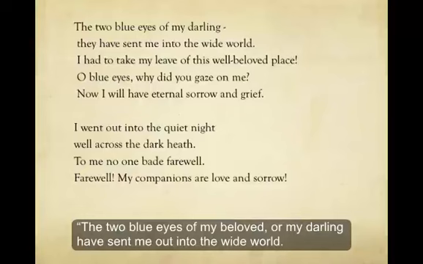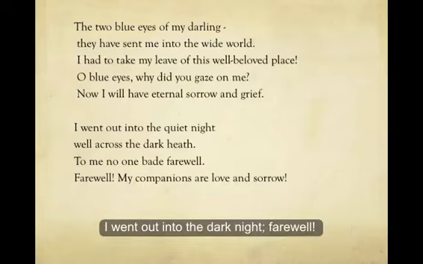The 2 blue eyes of my beloved, or my darling, have sent me into the wide world. I went out into the dark night. Farewell, my companions, our love and sorrow.